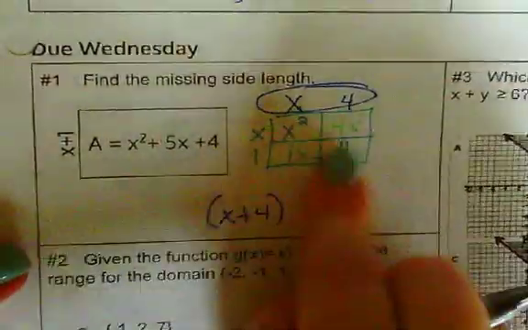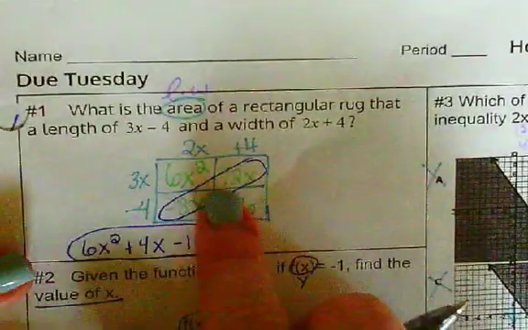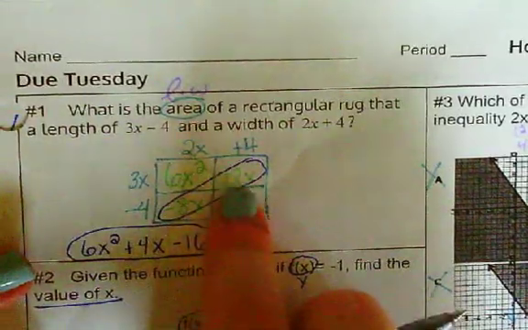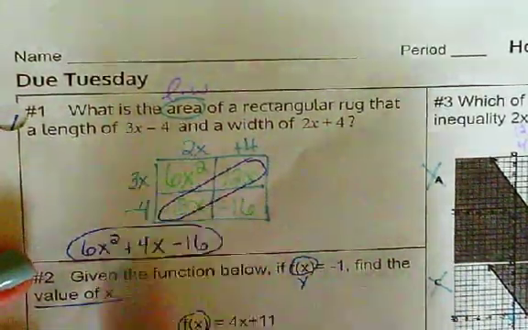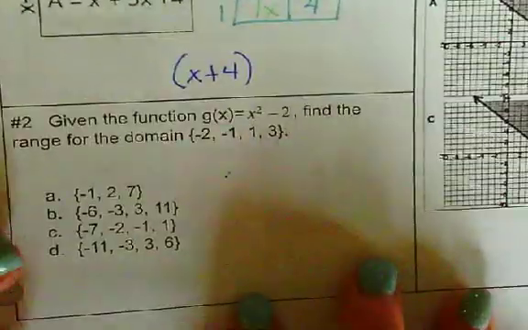So the question is, where does your area go? Inside. Yesterday, we didn't have area, we were looking for it. So we had to put our length and width on the outside. Today we were looking for width.